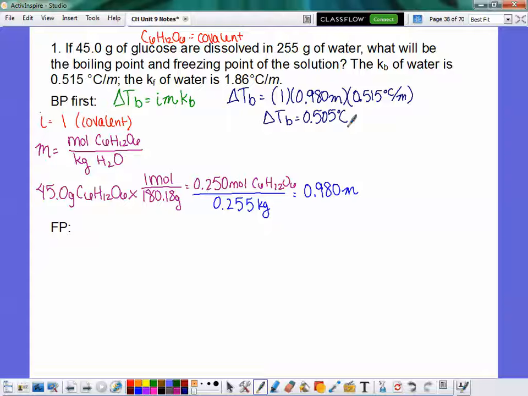So now to find what the new boiling point of this solution would be, the boiling point was what? Elevated or depressed? It was elevated. Boiling point elevation. The solution has a higher boiling point than the pure solvent. This is how much higher. So the pure solvent was what boiling point? 100 because it's water. So we're going to add the 0.505 to that.